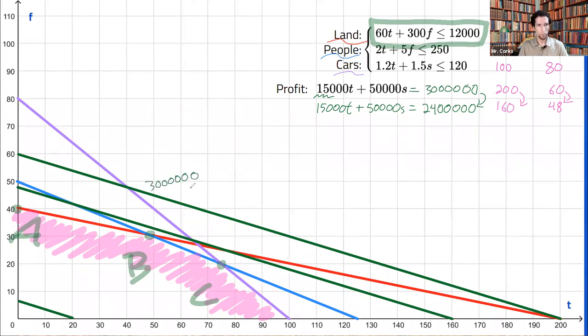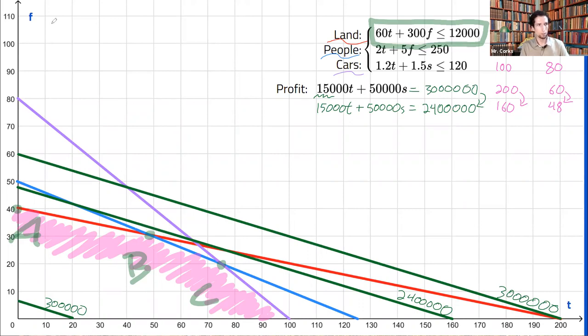Can anyone tell me what they think the best corner is? B. Okay, looks like B. I agree. I'm just trying to find space to write these in where it's not going to get in the way of anything else. 3 million, 2.4 million. We could label our other little one here, 300,000. Okay, so B looks like it's closest.